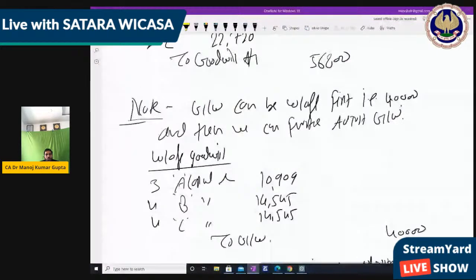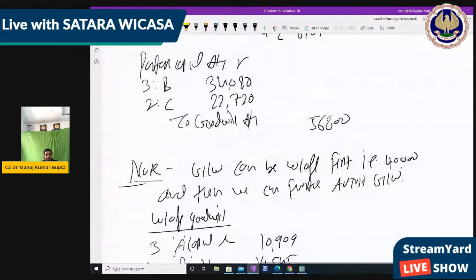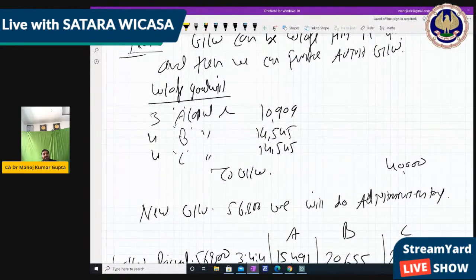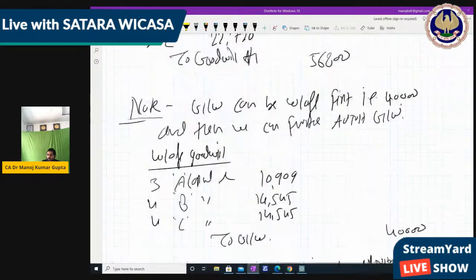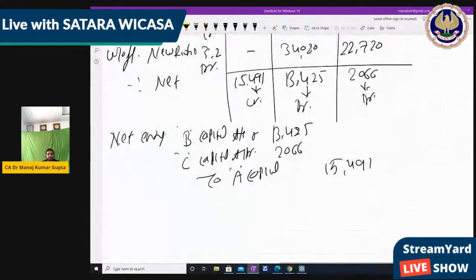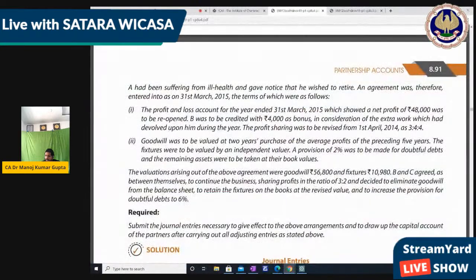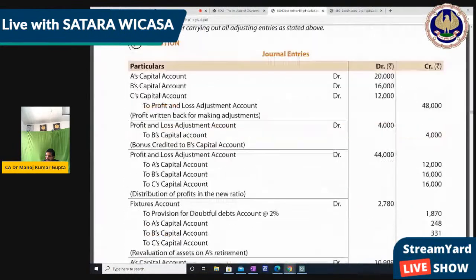Means we used the goodwill account, and they first wrote off the entire goodwill given in the books, and then they raised and wrote off the entire 56,800 goodwill. Okay. So we can do any of them, we can write alternative. Alternative. Okay. So in alternative, you can do any of them. Is it clear? Fine. So in this case, friends, our answer will be this. If we follow this, then the answer will become this.